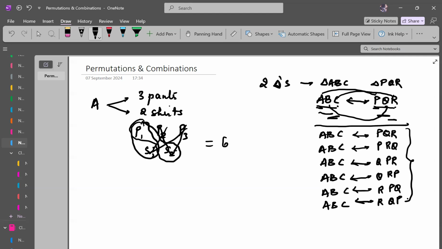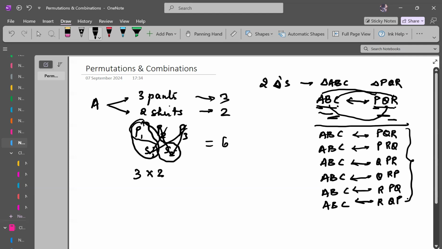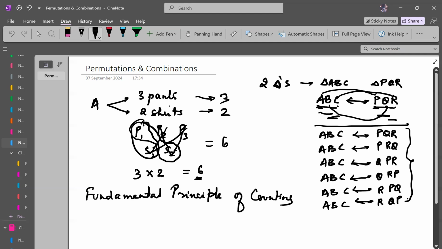So as you rightly said, if I have 3 pants and 2 shirts, I would say straight away to find the total number of arrangements, multiply 3 into 2, which is as good as 3 into 2 into 1, which is 3 factorial. So I'm going to get 6 different sets. Now, what we are doing right now is in theory known as the fundamental principle of counting. We are calling it the fundamental principle of counting, nothing else. No rocket science in this case right now.